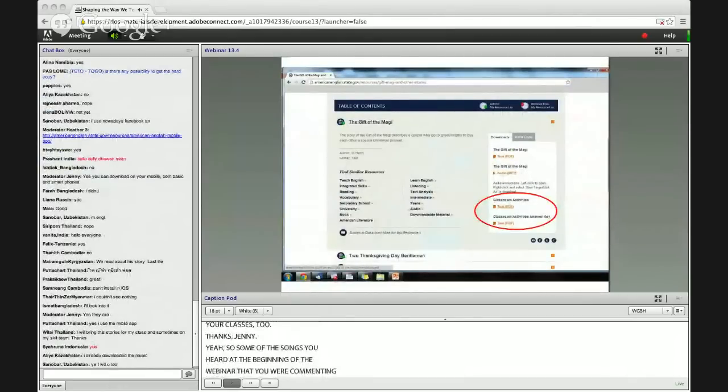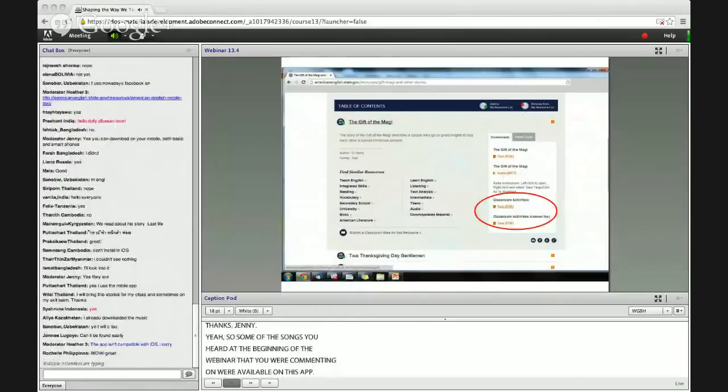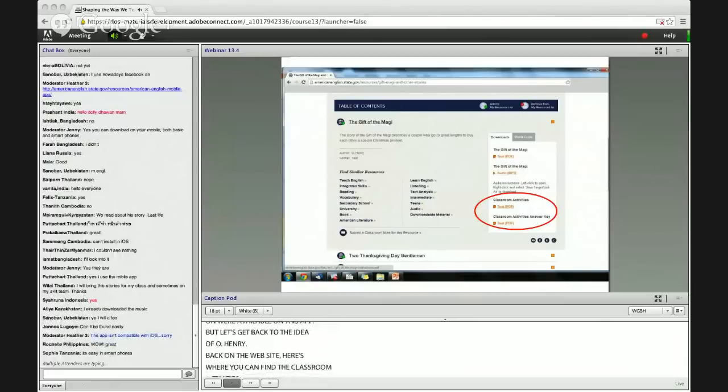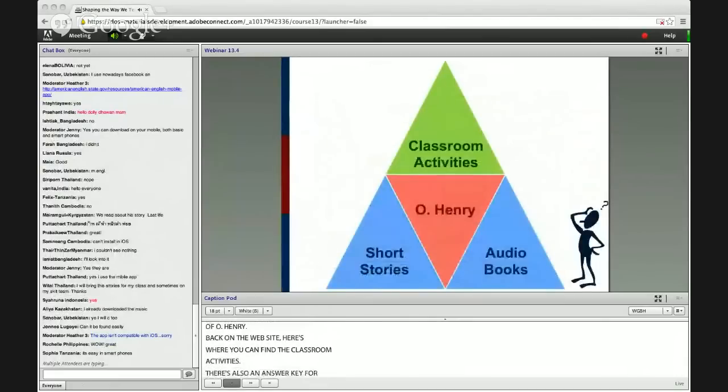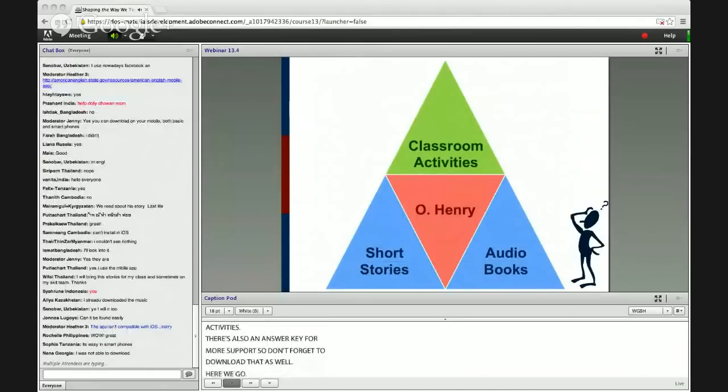And back on the website, here's where you can find the classroom activities. There's also an answer key for more support, so don't forget to download that as well. All right, so here we go. Now we're finally ready to look at the materials and how you can use them.